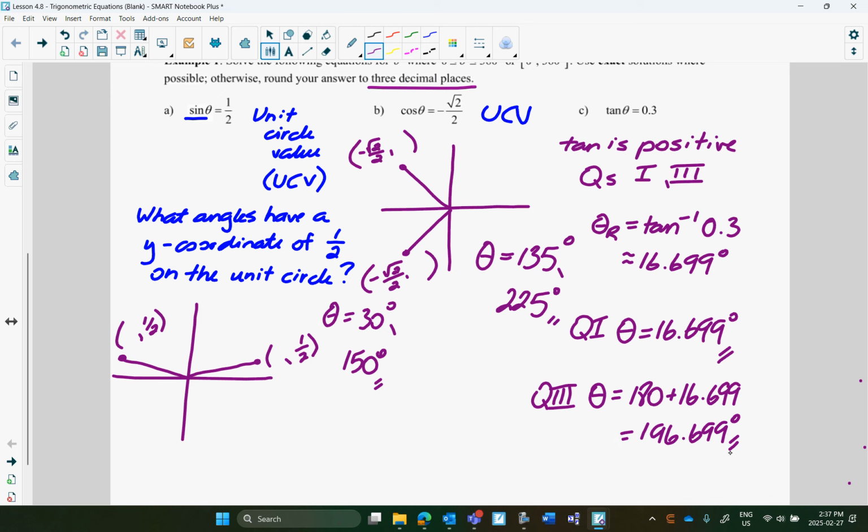There are 2 answers. And the nice thing is you can check them. Do this on your calculator, do tan 16.699. You should get something really close to this. Do tan 196.699 and you should get the same answer. So that's one way you can check to see if you've done these ones right. Okay.